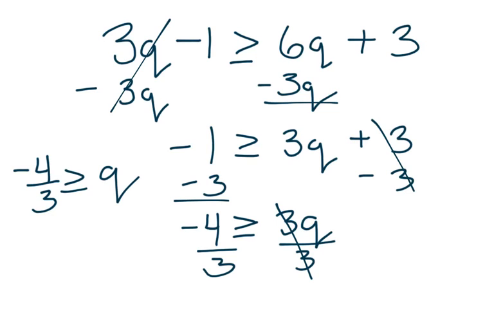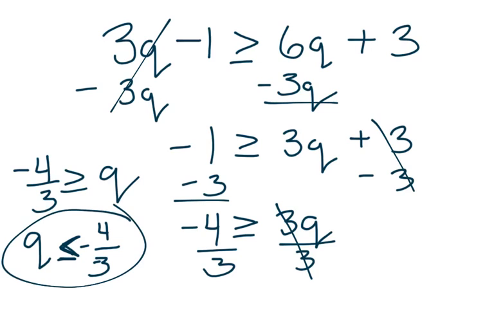And then I'm just going to flip this to have the variable on the left side. Now when I flip it, whatever the mouth is open towards, it still needs to be open towards that number. So if I am flipping q and negative 4/3, the mouth is open towards the 4/3. So when I flip it, it needs to still be open towards negative 4/3. So there's my answer. I'm going to put it on a number line.